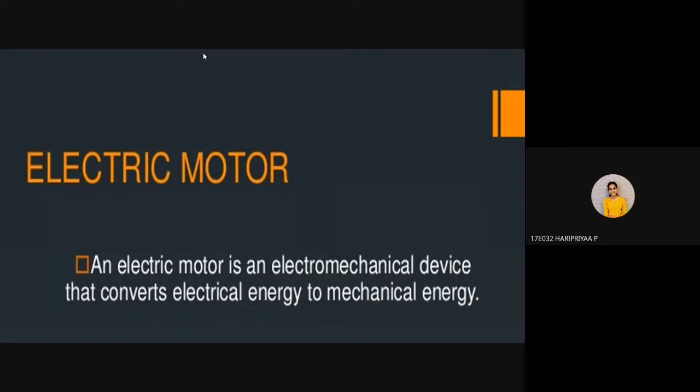First, what is an electric motor? An electric motor is an electromechanical device that converts electrical energy into mechanical energy. This mechanical energy can be used to perform work such as rotating a pump impeller, a fan, a blower, lifting materials, etc.